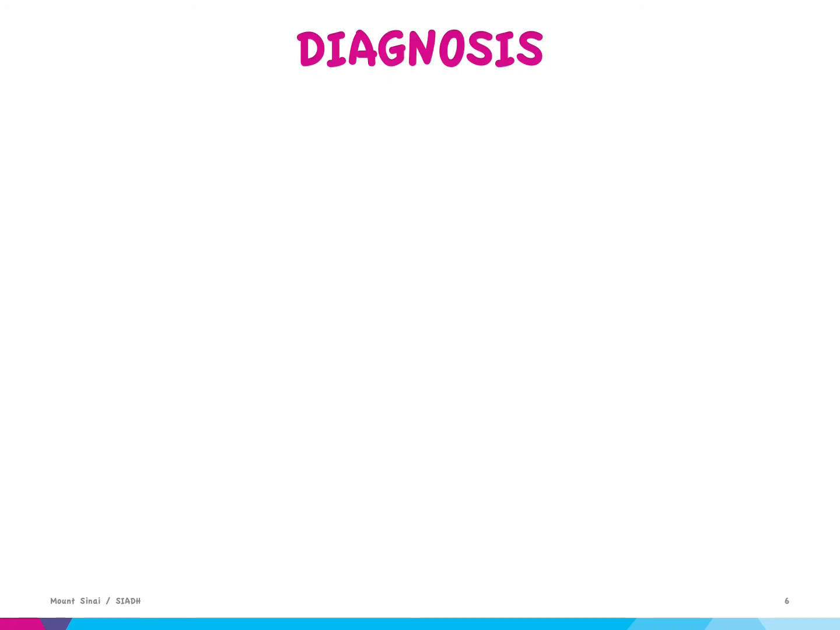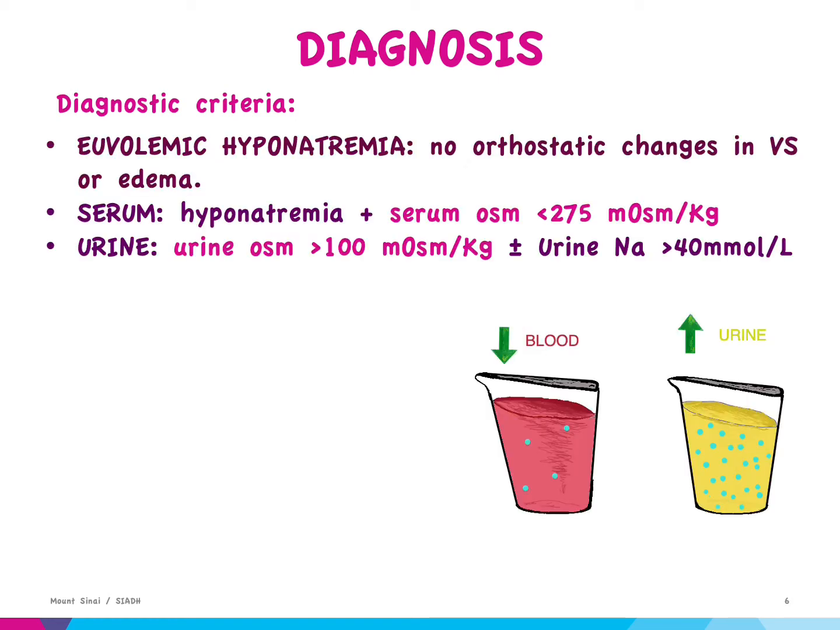Let's review the diagnosis of SIADH, which requires specific diagnostic criteria. First of all, very important, the patient has to be euvolemic, so we do not have orthostatic changes, the vital signs are stable, there's no edema, so no signs of hypervolemia or hypovolemia.